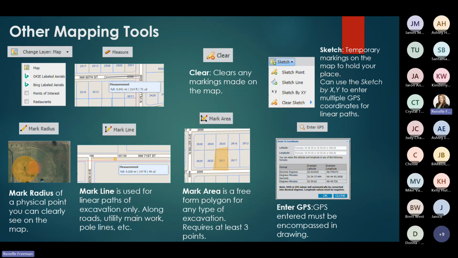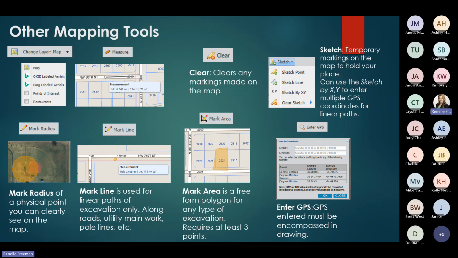The sketch tools, these are kind of like the measuring tool. It's like a temporary marking on your map to hold your place. So there's a couple of different options. You can sketch a point, a line, and then you can sketch by the XY, which is the GPS. And these just put a little sketch on the map and you can label them. So if you want to look at multiple points, you can do that. And you can label them to keep them organized.